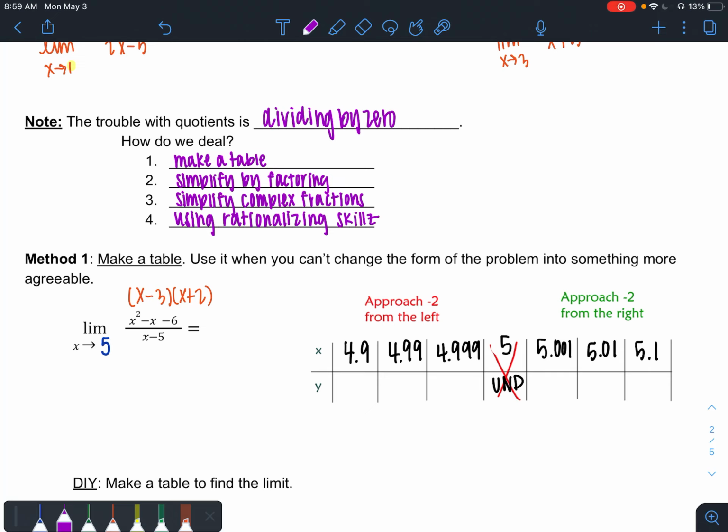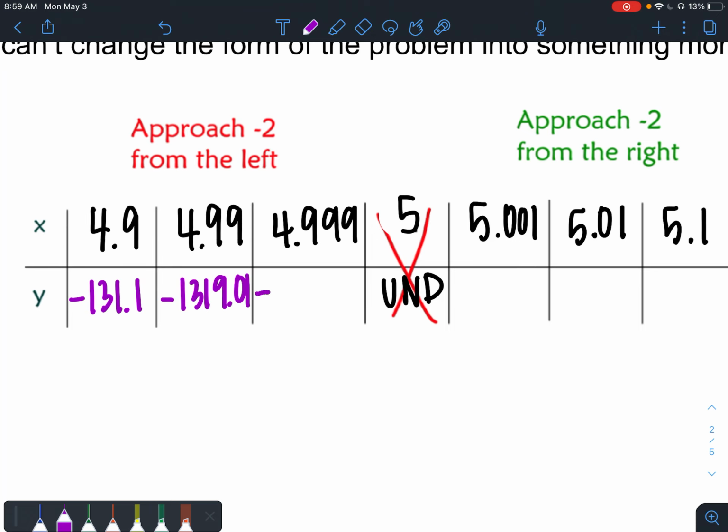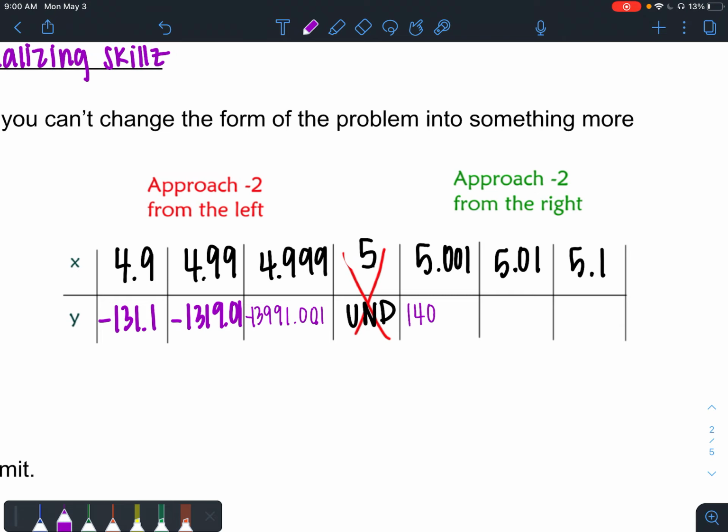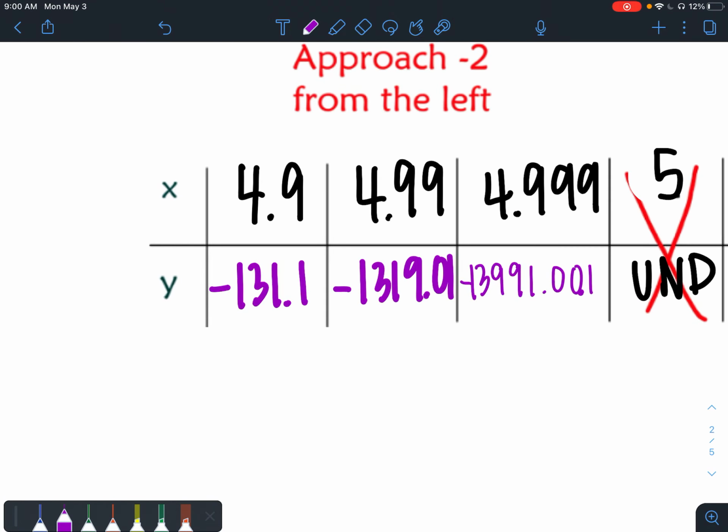Okay, so when you plug those in, what you should get is negative 131.1, negative 1319.01, negative 13991.001, and for 5.001 it is 14009.001, then 1409.01 and 149.1.